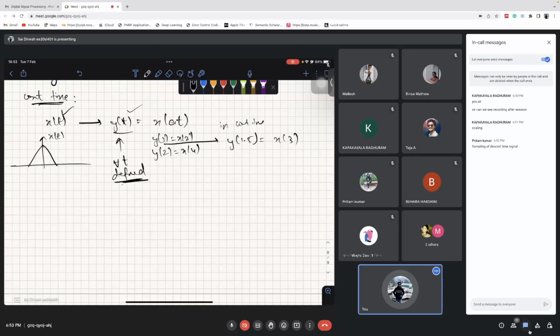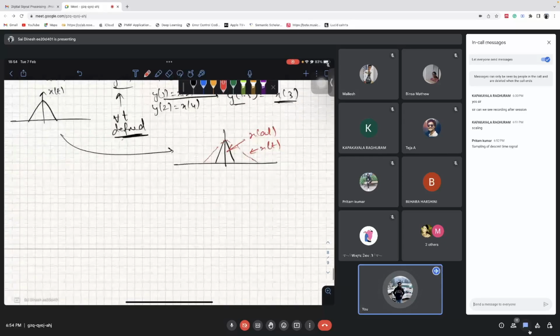And then if you see, it is like a compressed signal, correct? So the value at x of 3 appears at y of 1.5. So it's like a compressed signal that we have here. Earlier the signal would have been like this. Now it is a compressed signal, x of 2t. This is x of t.